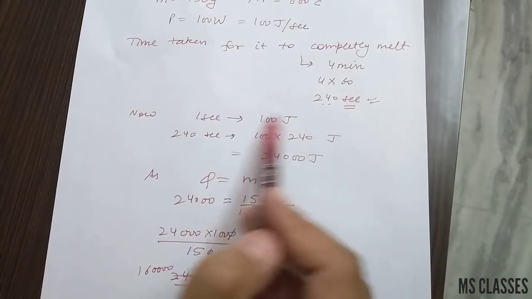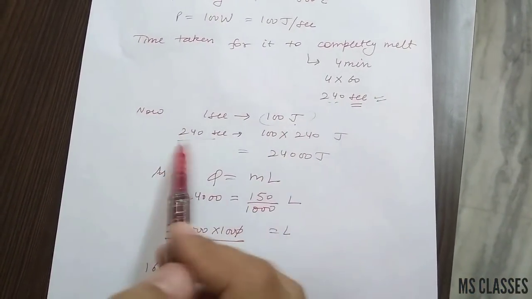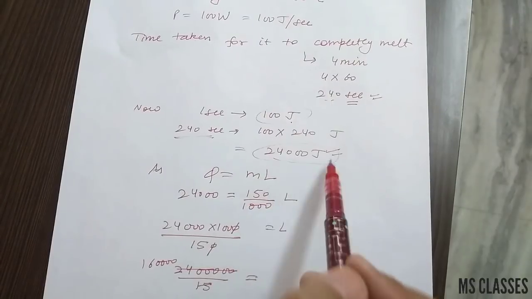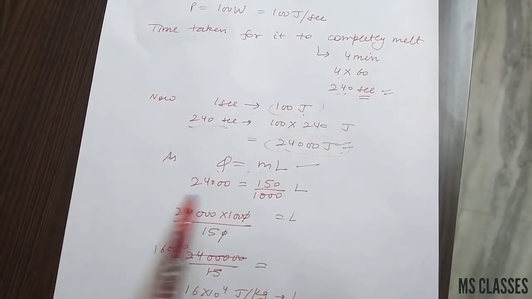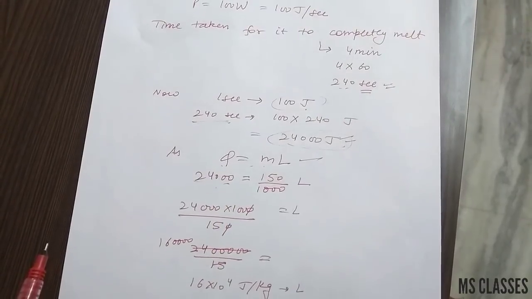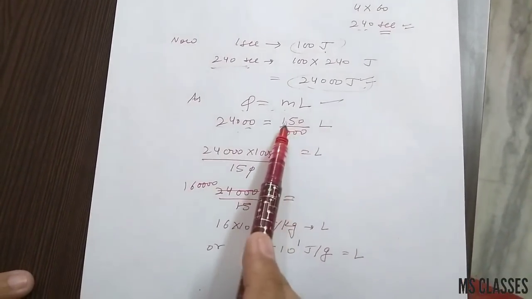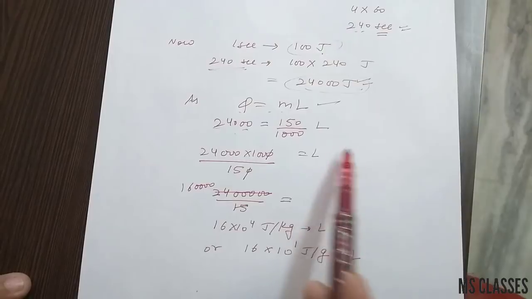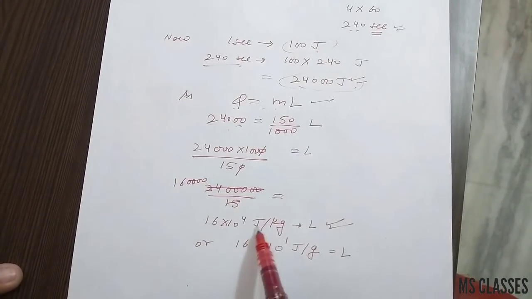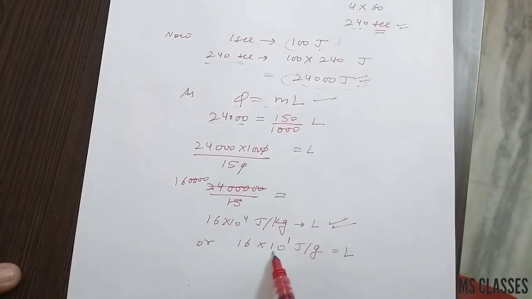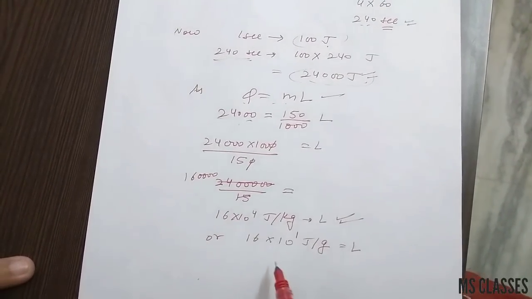In 1 second that requires 100 joules. So for 240 seconds it will require 24,000 joules. As we know the formula, Q is equal to mL. So Q is 24,000, m is in kg, 150 by 1000, into L. After solving this, we get 16 into 10 raised to power 4 joule per kg, or 160 joule per gram. That's the answer.